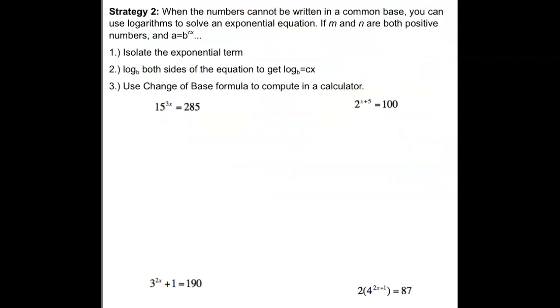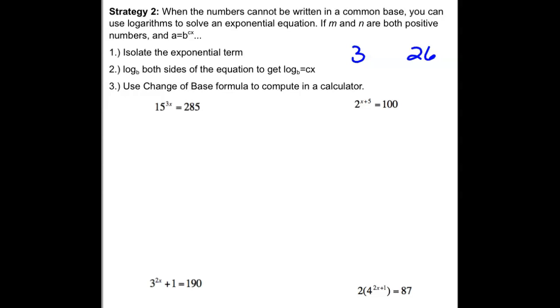All right. Our second strategy that we're going to look at is when the numbers cannot be written in a common base. So for example, we've had problems where we had a 3 here and a 27 on the other side. We could get a common base. But what happens if that 27 instead was a 26? Then we can't get a common base for those. So we have another option.